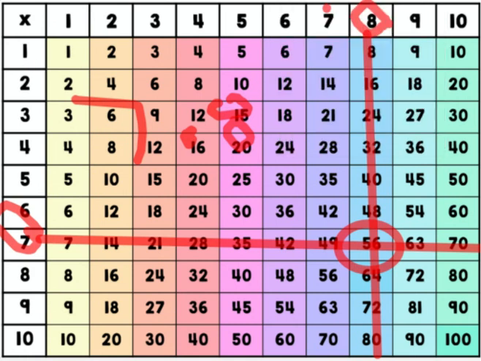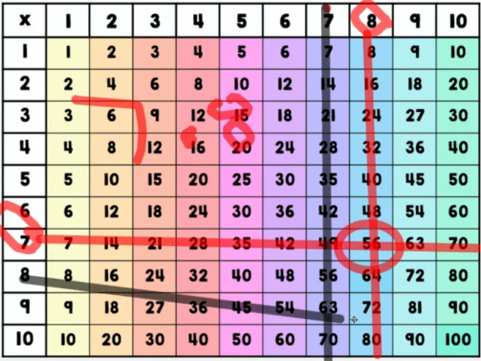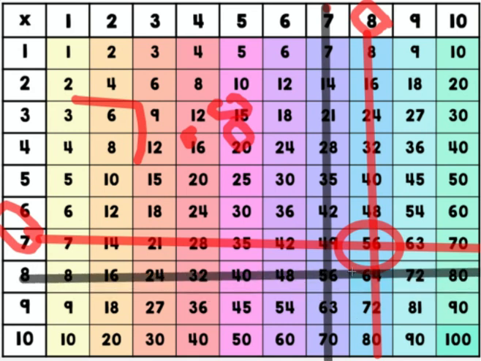Okay, so if we do that, then that means 7 and 8. You get the same answer, which is still 56. And that's pretty much how you use this chart.